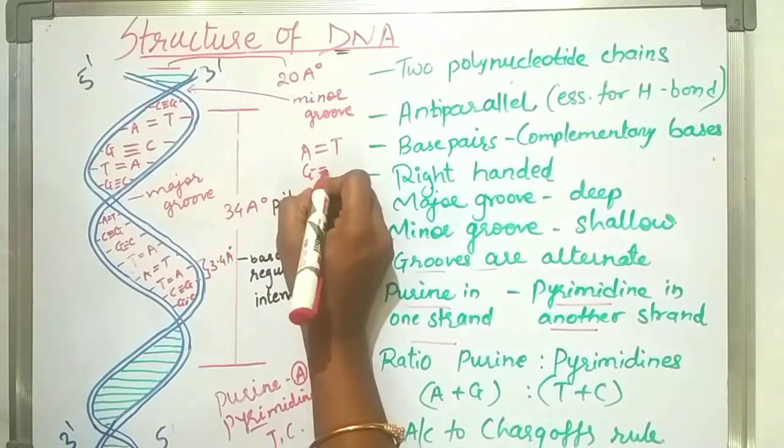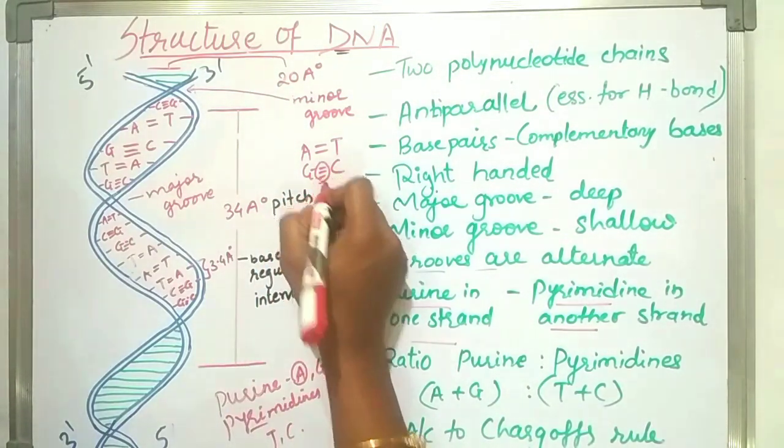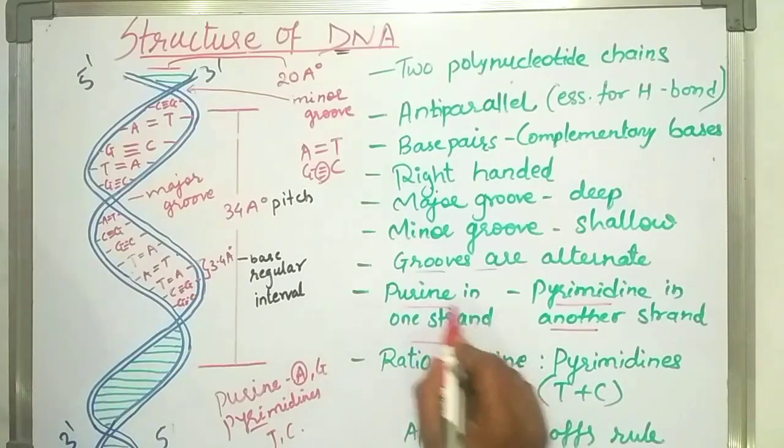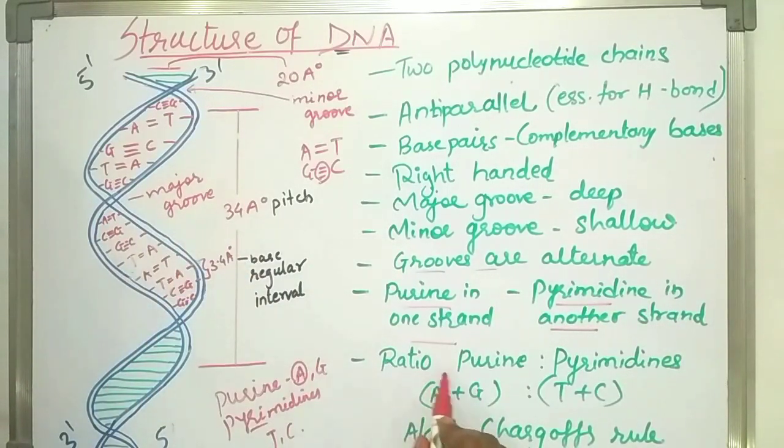Guanine pairs with cytosine with 3 bonds of hydrogen. So here purine in one strand and pyrimidine in another strand. You can see the ratio of purine and pyrimidine is equal, meaning adenine plus guanine is equal to thymine plus cytosine in the DNA strand according to Chargaff's rule.